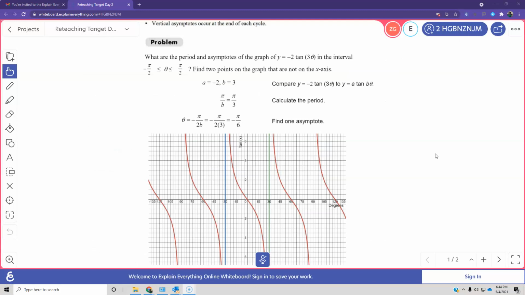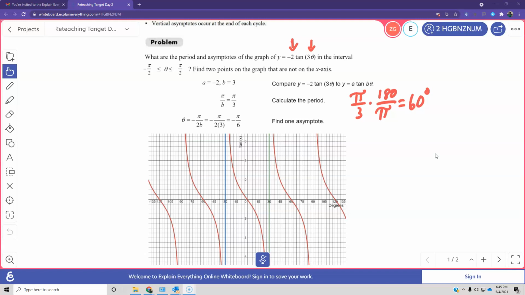So we know that the amplitude is negative 2, but it's really negligible. We know that the value of b is 3. So remember, to find the period, it's going to be pi over 3. So the period is pi over 3. Now, if you want to know what that is in degrees, then you know it's going to be 60 degrees. It's 60 degrees, and that's going to be the length of the period.